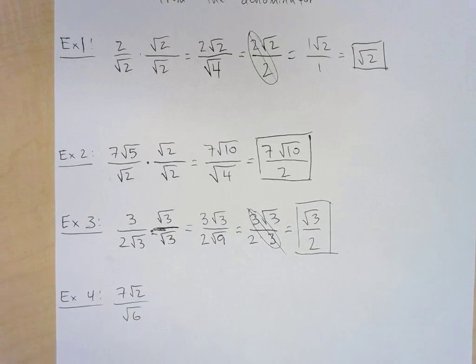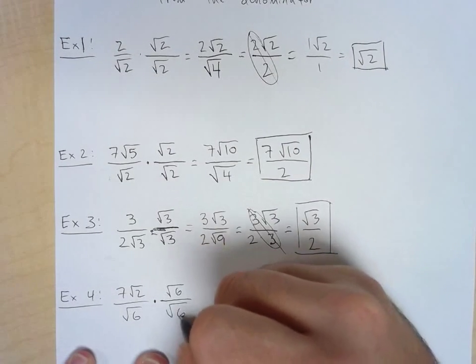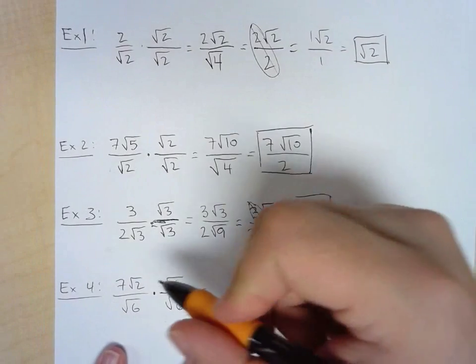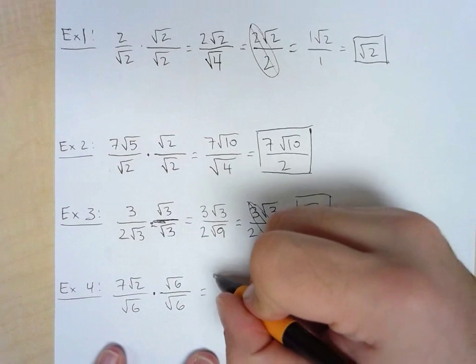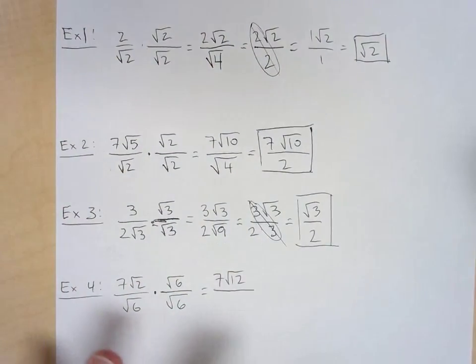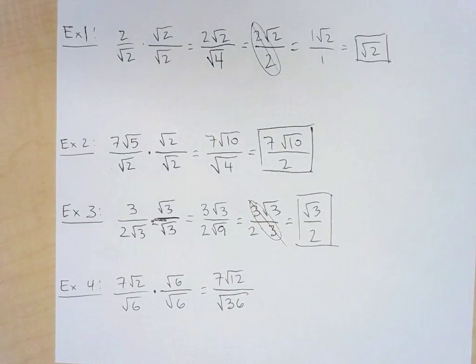7 square root of 2 divided by the square root of 6. So again, I'm just going to multiply in the numerator and the denominator by whatever radical is in the denominator. So multiplying 7 square root of 2 times the square root of 6 is 7 square root of 2 times 6 is 12. Divided by square root of 6 times the square root of 6 is a square root of 36. Okay, we've got a bunch of things we can simplify.